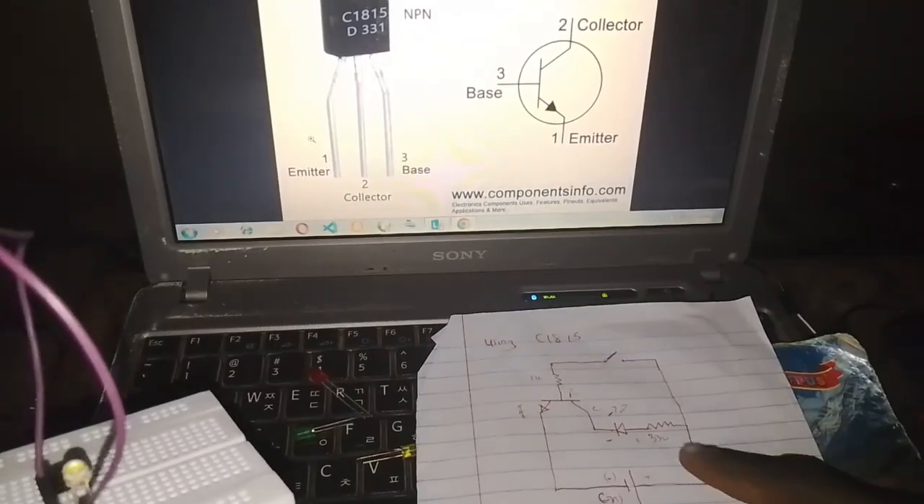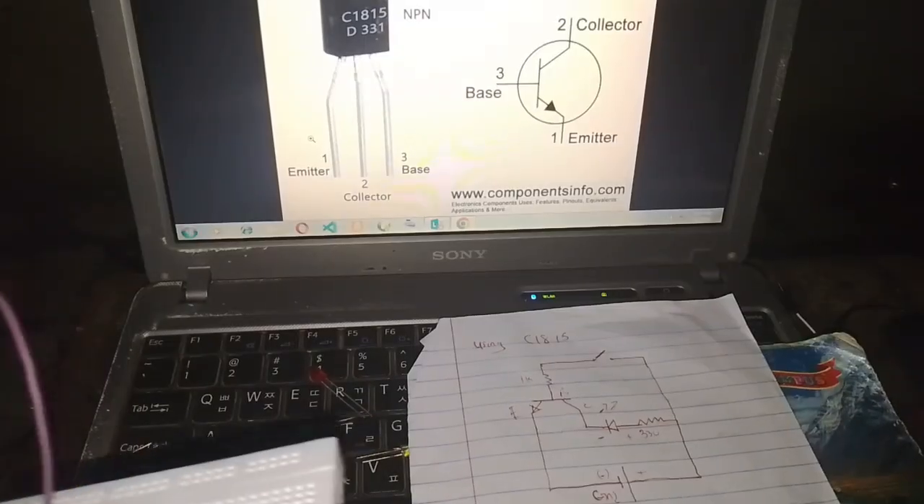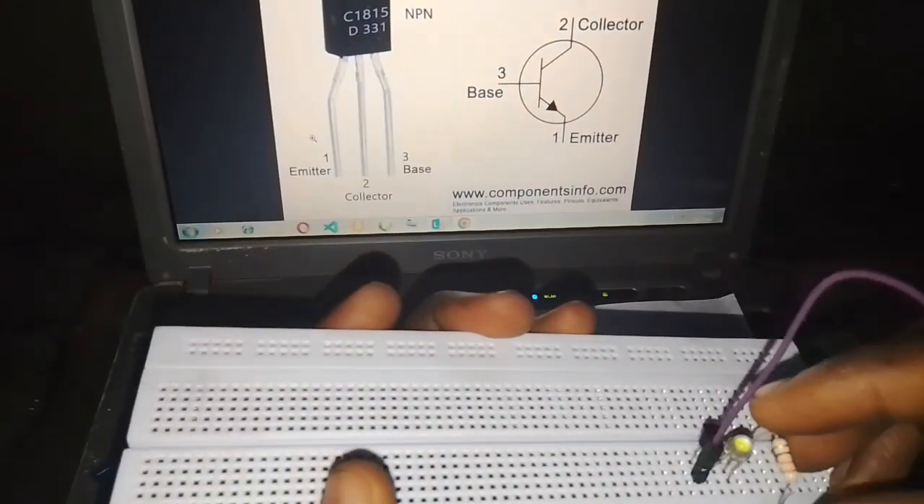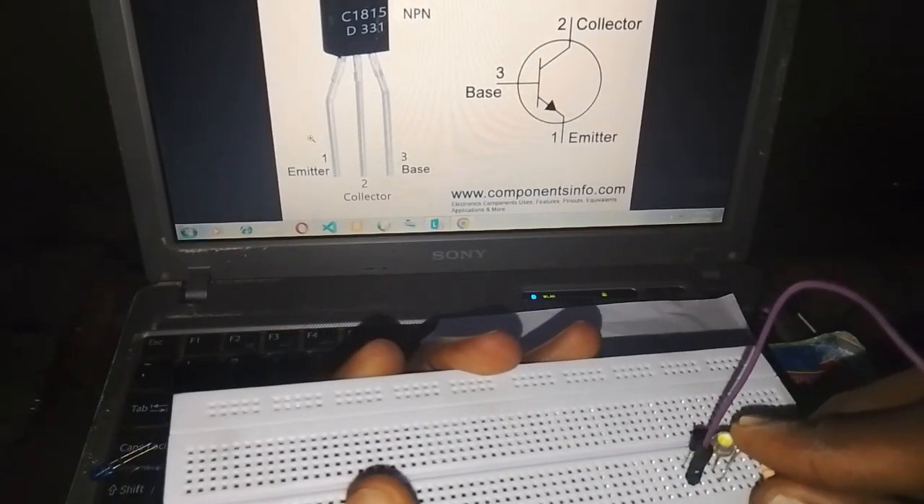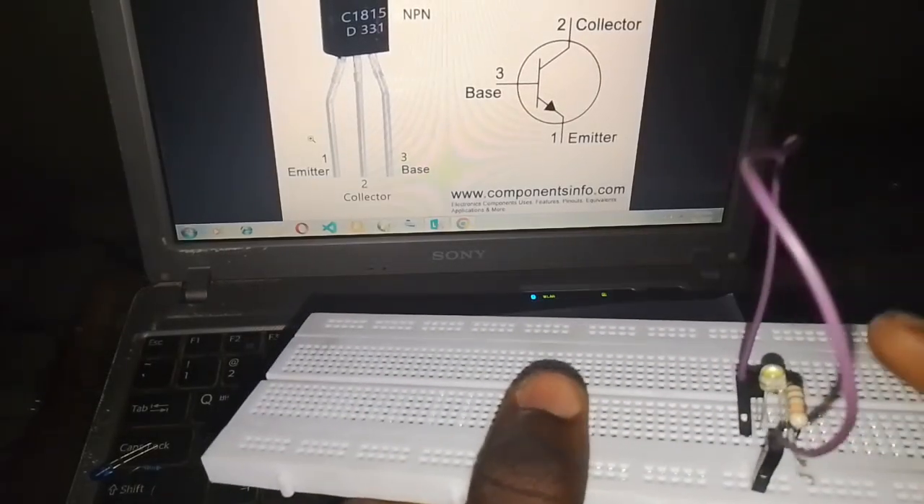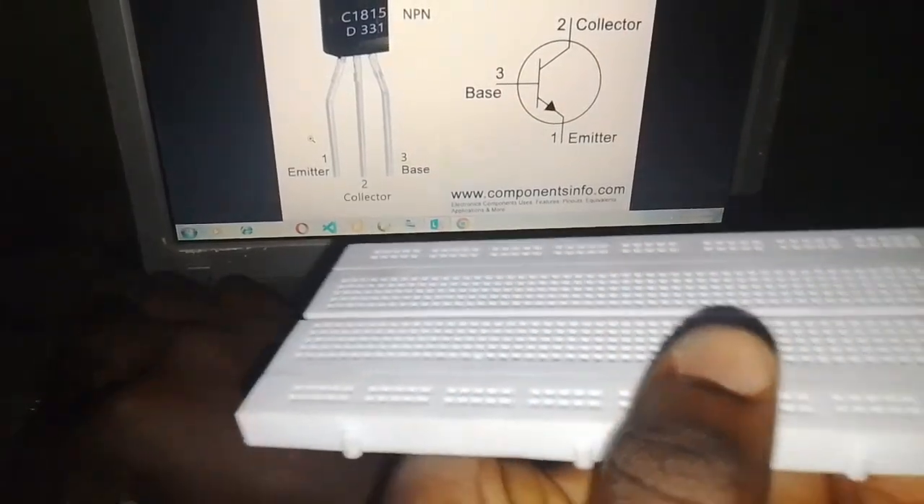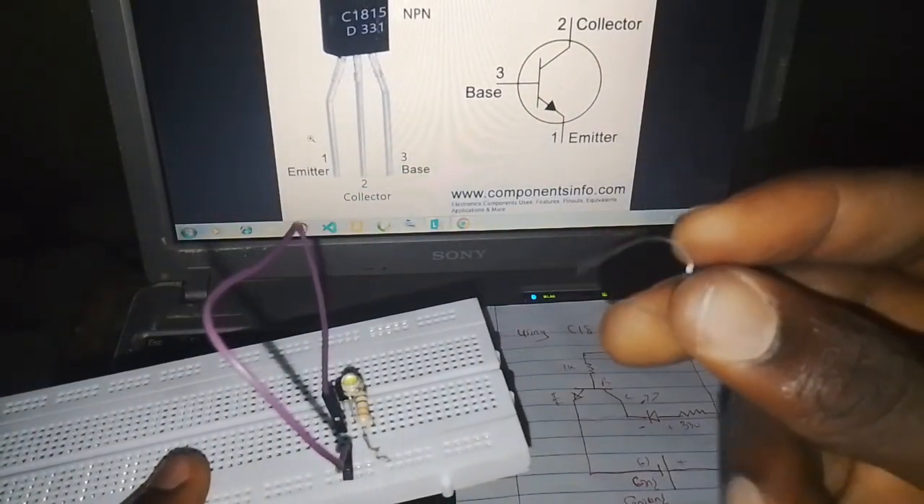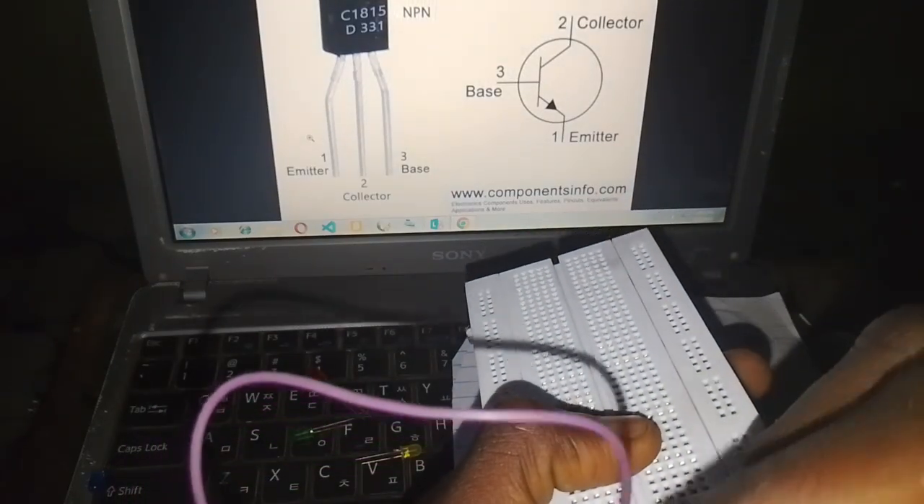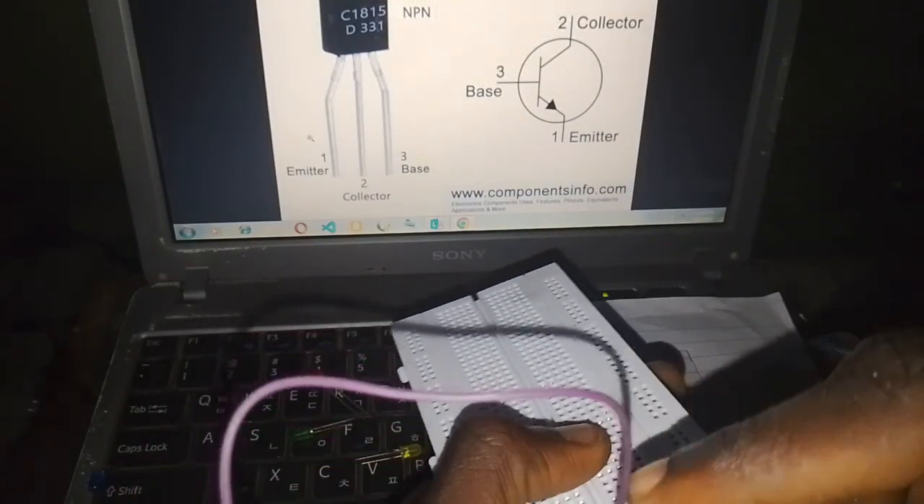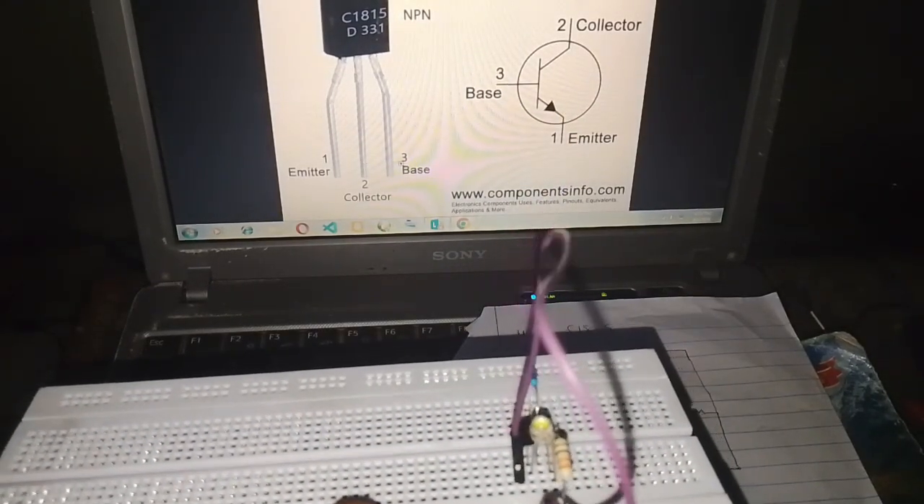The next thing is to connect our 330 ohms resistor, connecting to the positive. The 330 ohms is to prevent our LED from burning, and also our 1 kilo ohms resistor is to prevent the base from burning. Now let's see whether we followed the diagram. Pin 1 is the emitter, pin 2 is the collector, and pin 3 is the base.